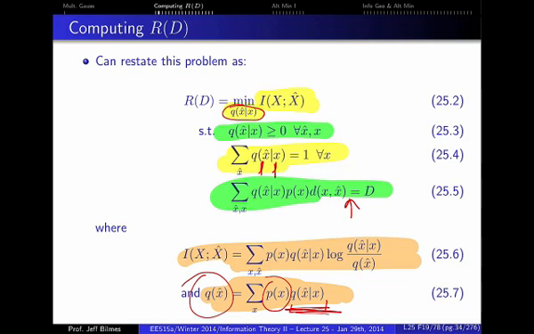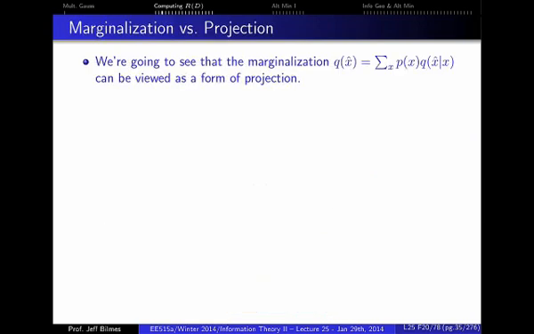Okay, so does everybody see how this is the rate distortion optimization problem? What we're going to see eventually is that this step here is going to be seen as a form of projection, interestingly enough. We're not going to see this probably until the end of today's lecture, but doing this marginalization can be seen as an optimization problem via a minimization process, which can also be seen as a projection.